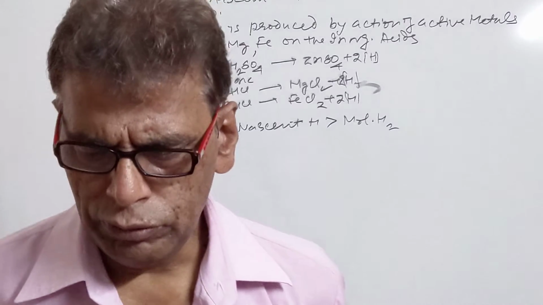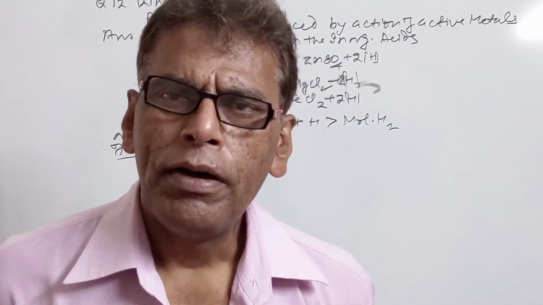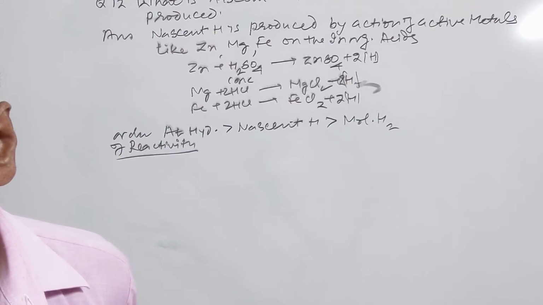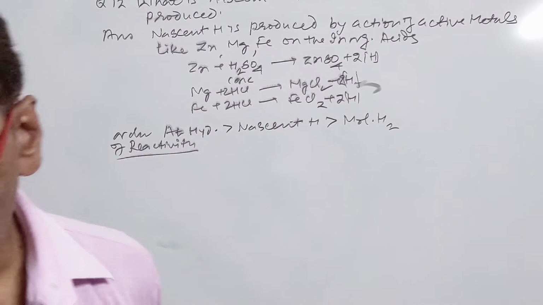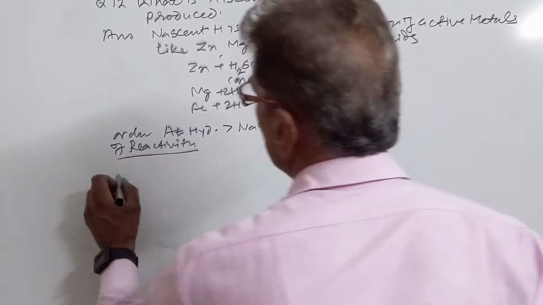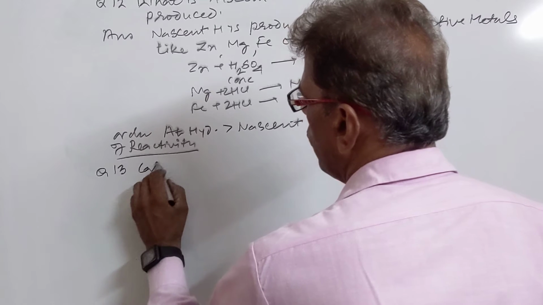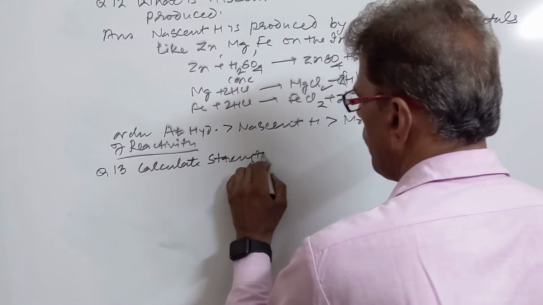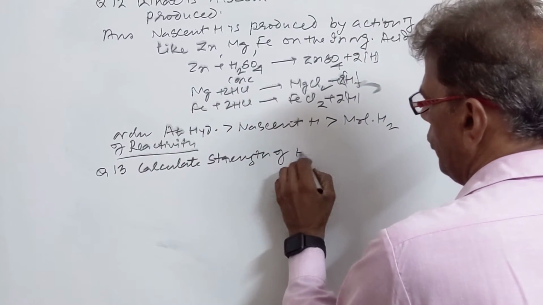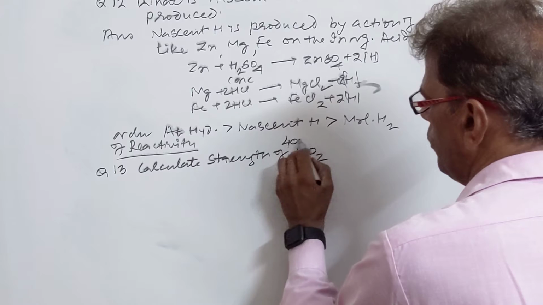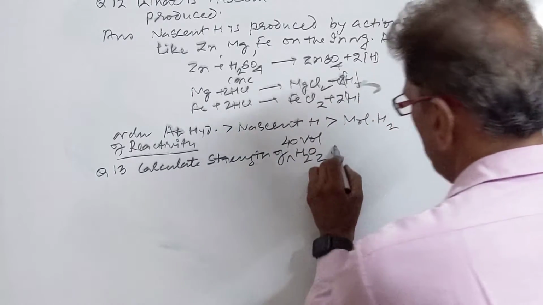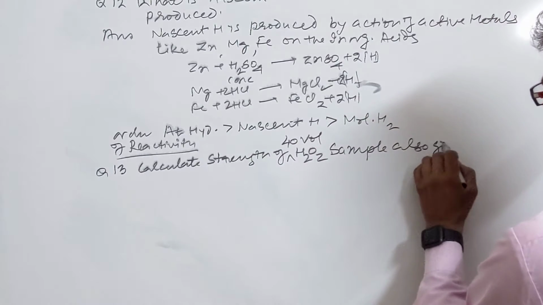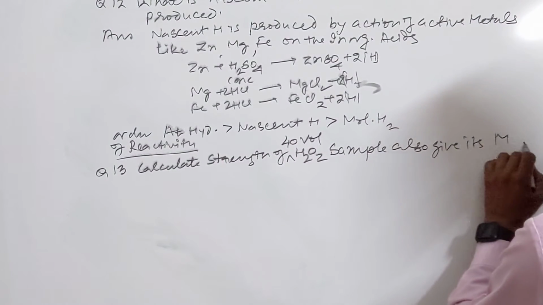Then there is a question based upon the strength of hydrogen peroxide. Calculate the strength in grams per liter, the molarity and normality of 40 volume H2O2. Calculate the strength of a 40 volume H2O2 sample. Also give its molarity and normality.